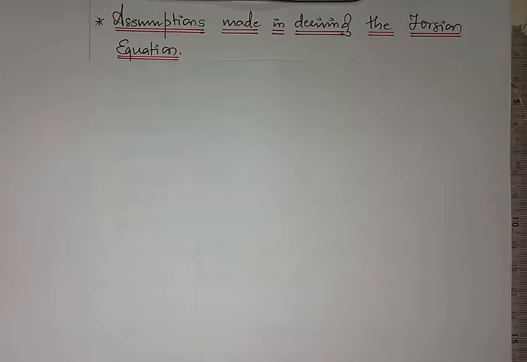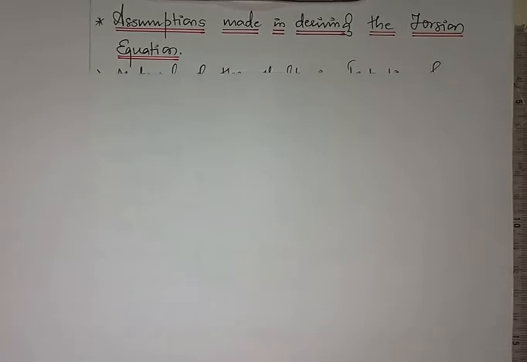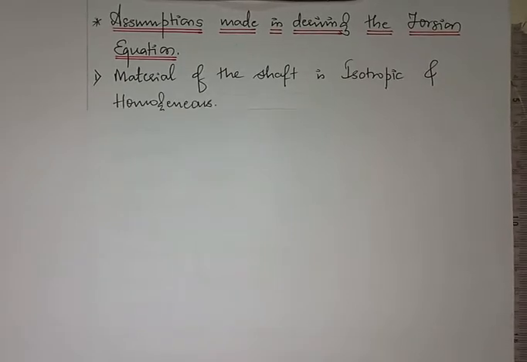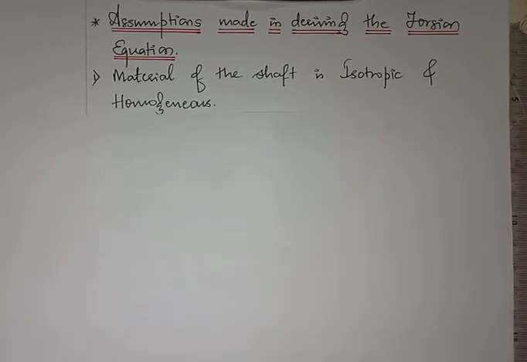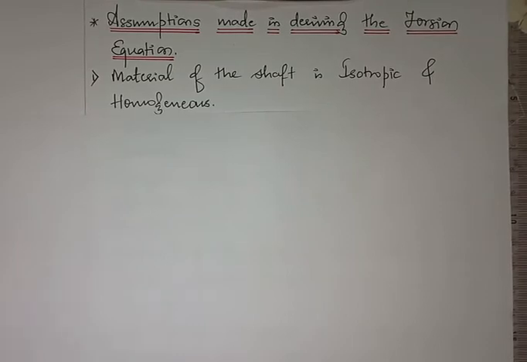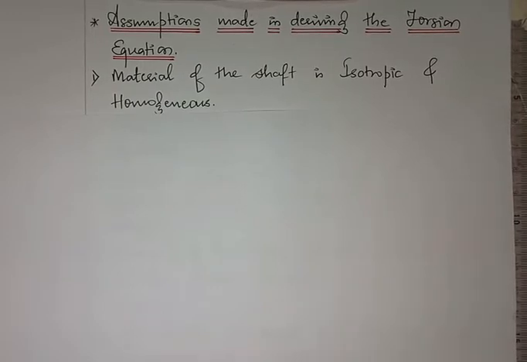The first assumption here is the material is isotropic and homogeneous. So the material of the shaft is isotropic and homogeneous. This is a common assumption which is made for the bending equation as well as the torsion equation. So you need to remember this.